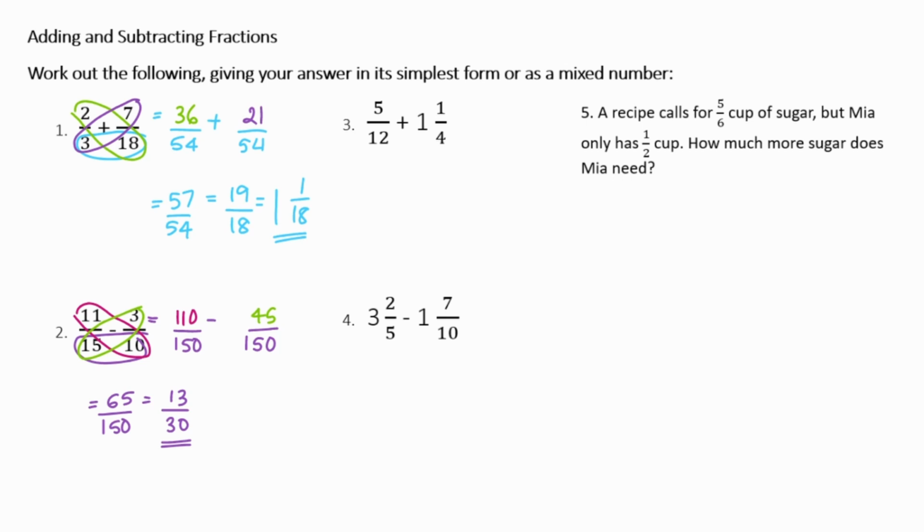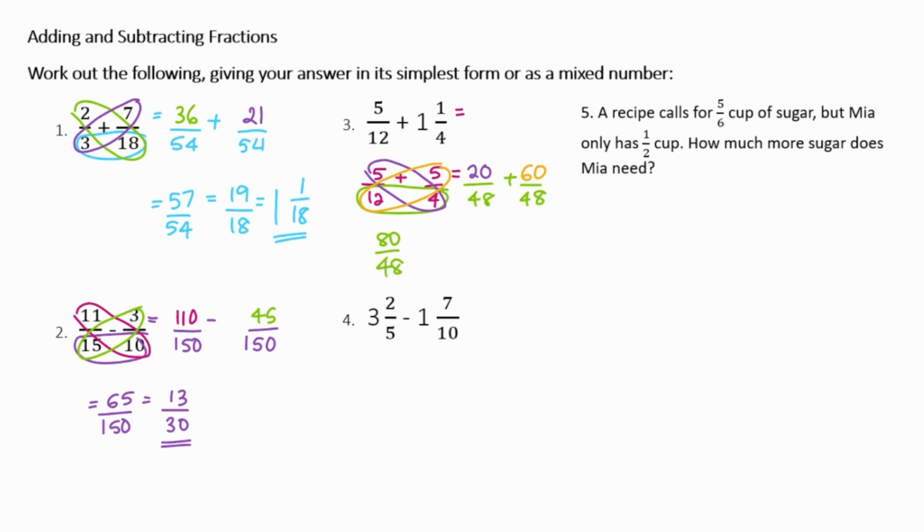For number 3, we are adding a fraction with a mixed number. So first, we would have to convert that second fraction into an improper fraction. So we have 5 over 12 plus 5 over 4. The common denominator would be 12 times 4, which is 48. This first numerator will be 20, and the second numerator would be 60. 20 plus 60 is 80, so we would get 80 over 48.